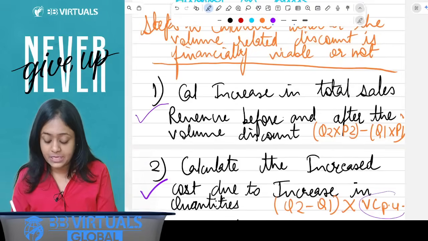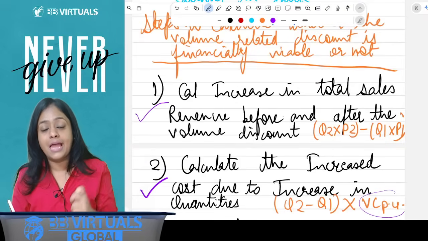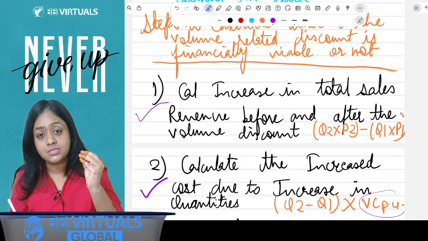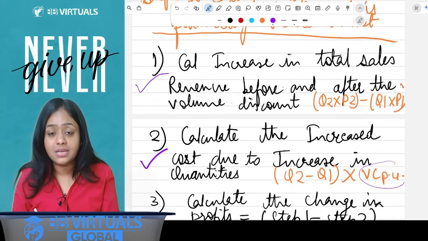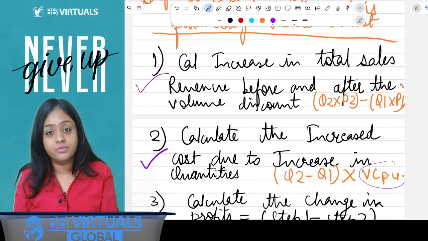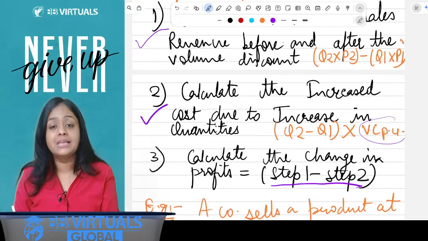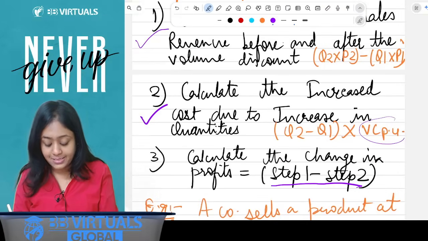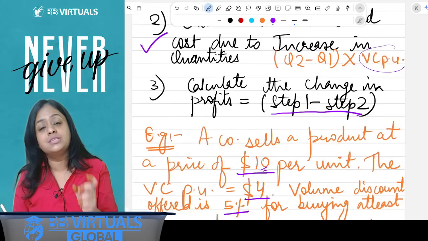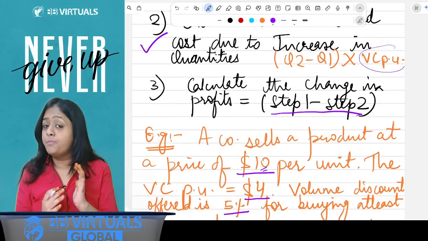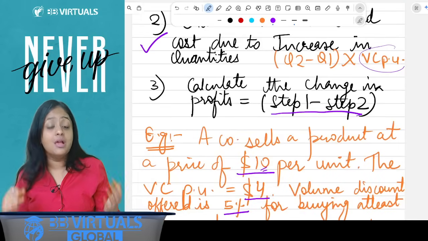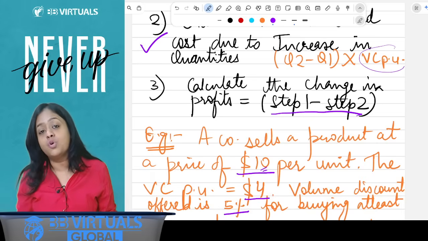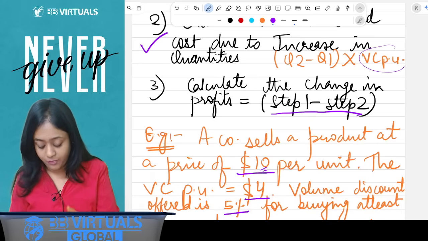What are the steps that we undertake? Step 1, calculate the increase in total sales due to selling those extra units, that is the revenue before and after the volume discount. Step 2, calculate the increased cost. Likewise, the difference between the two is the change in profit. So if your revenue has increased more than the increase in cost, it's viable. If your revenue has not increased more than the increase in cost, then it's not financially viable.